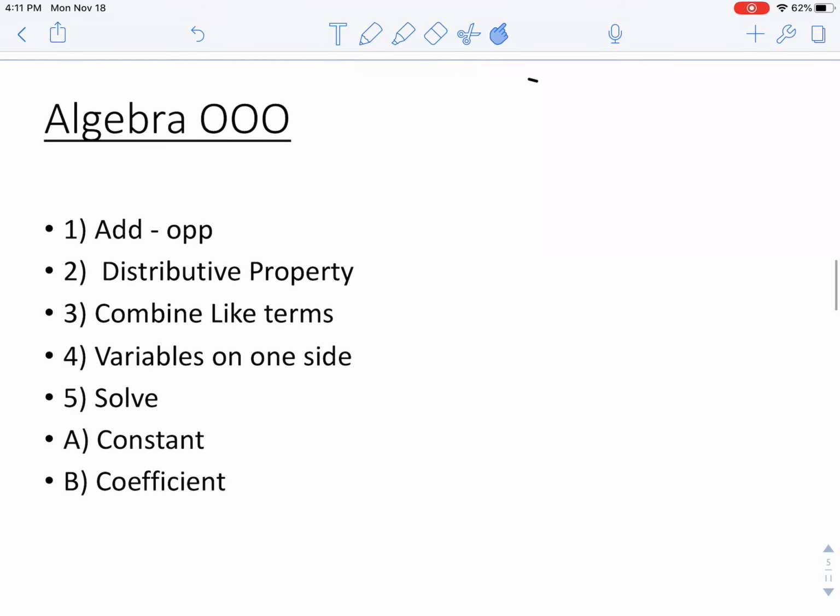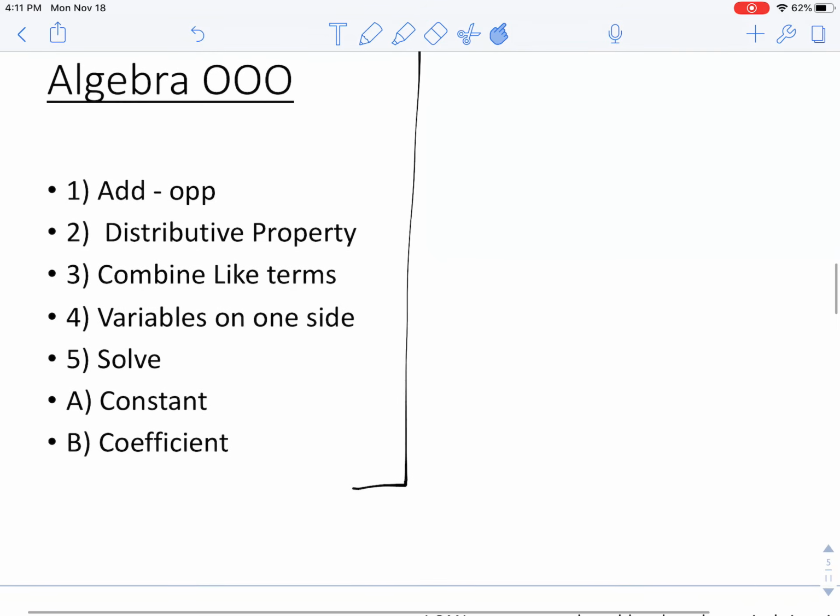Just a reminder, Algebra 1, order of operations. First thing we do is add up. Then we look if we can distribute. Then we combine like terms. And then we get the variables on one side. Then we solve and we get rid of that constant and then the coefficient. So this would be a good thing to write down in your notes again. It's always good to write that down to remind yourself.